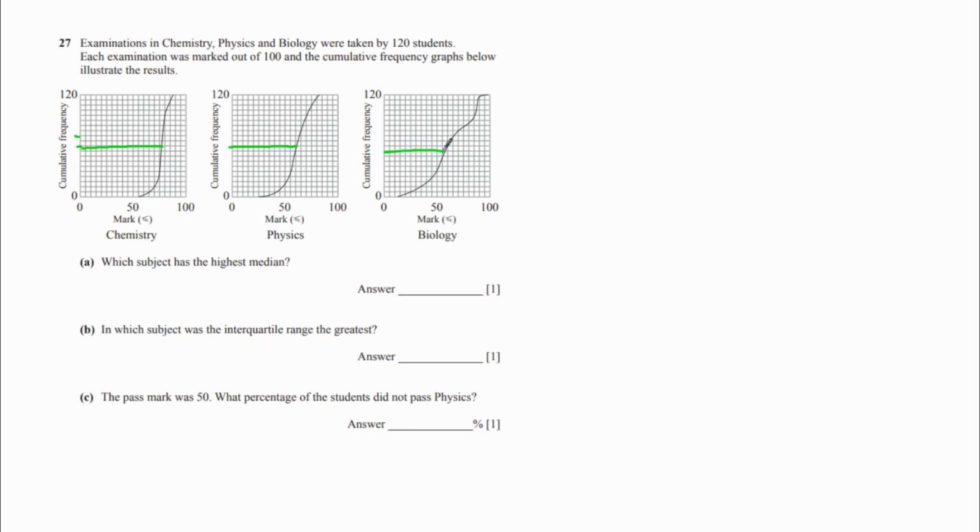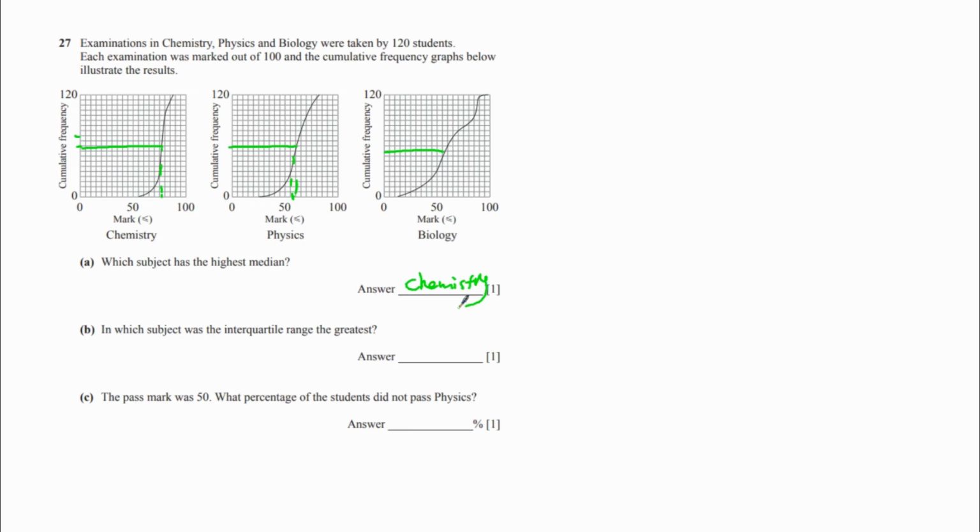So which one has the highest? If we look at here, this coming down would be the highest value compared to this coming to here, or compared to this. So the answer for the first one is chemistry.